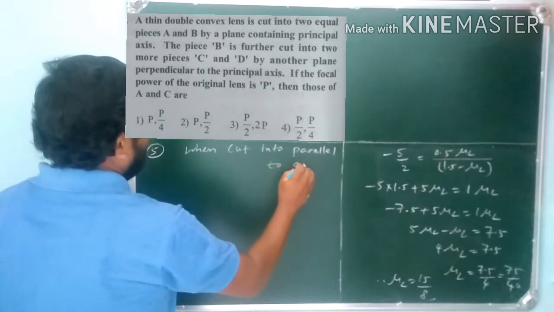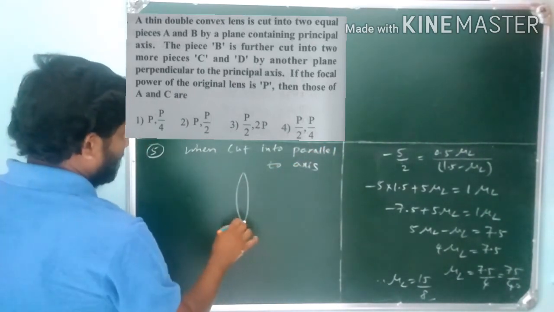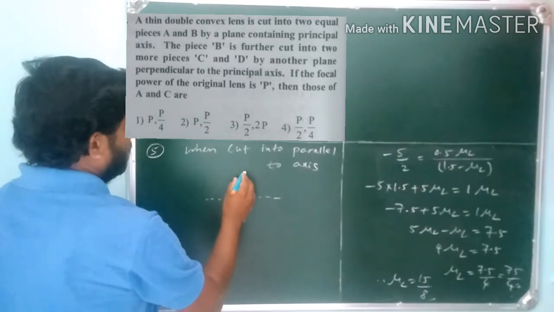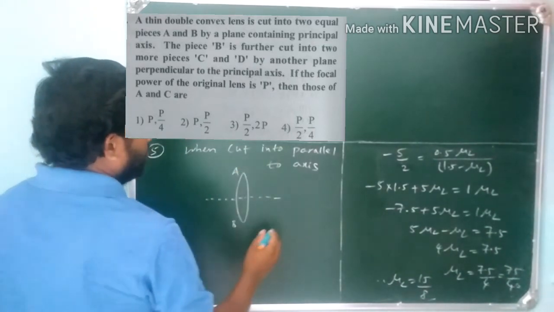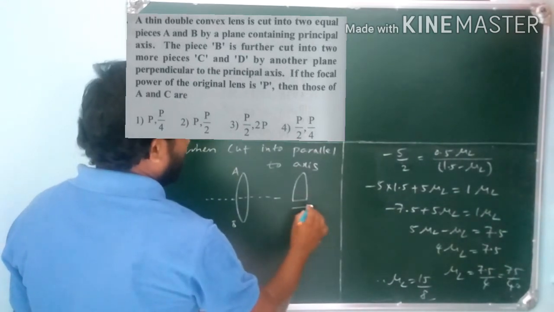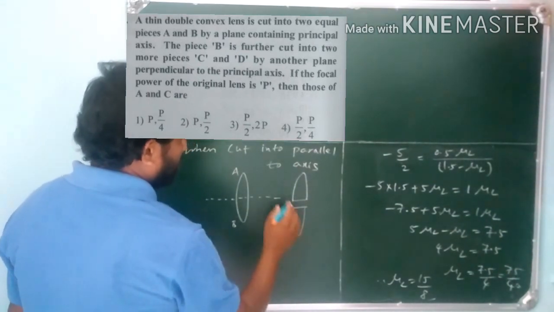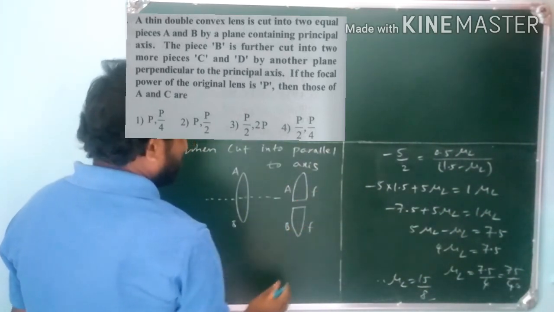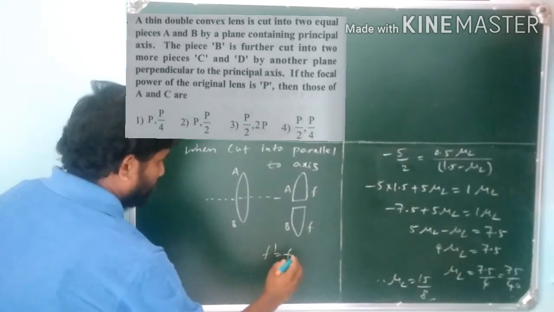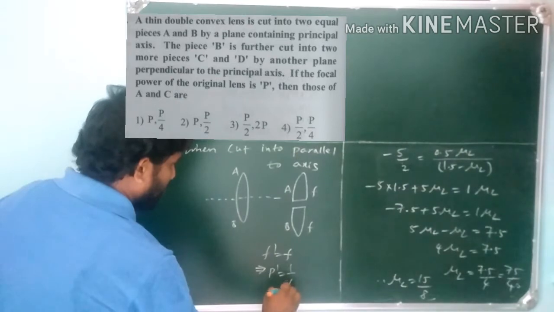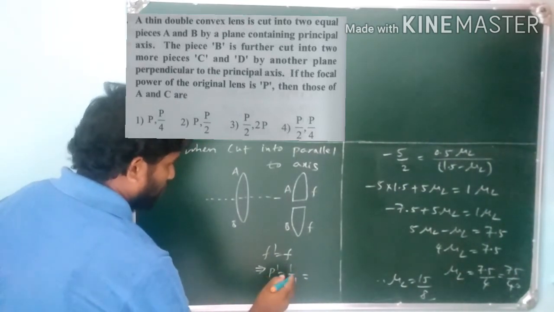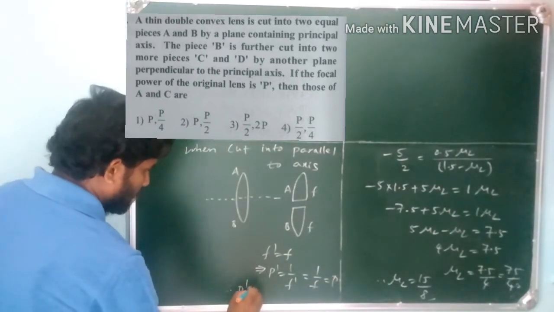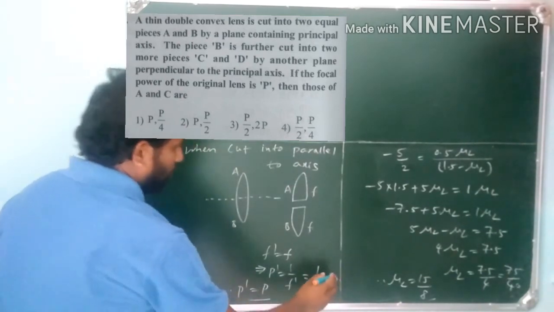And now here, when cut parallel to the axis, suppose the convex lens is like this. It is cut parallel to its axis. This is A and B. Like this we are getting. When it is cut parallel, we are getting A and B. Each focal length is F. Therefore F dash equal to F. Then focal power P dash we are going to write 1 by F dash. Why? Because the reciprocal of focal length is called focal power. 1 by F dash, F dash is how much? F. That is equal to P. Therefore focal power is equal to P when it is cut parallel to the axis.